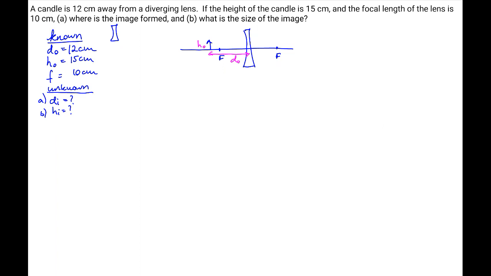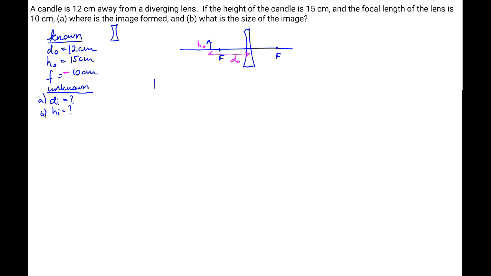Now, remember also that for diverging lenses, the convention has the focal length of a diverging lens be negative. So while we were told that F is 10 centimeters, we have to remember that for a diverging lens, the focal length is negative, so it's negative 10 centimeters. The problems don't always tell you that the focal length is negative. You just have to know that that's the case.